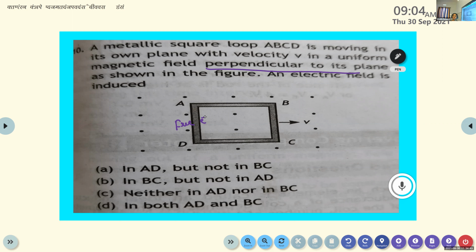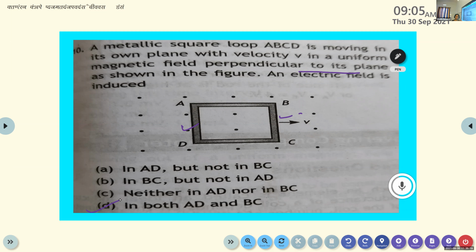An EMF is induced, and this induced EMF leads to the generation of an electric field. So we can say this electric field is induced in AD and BC, which are perpendicular to the magnetic field. The correct option is both AD and BC, because this is a metallic square loop.